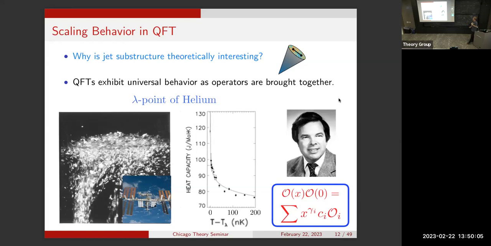And it's very nice that this aligns with the fact that typically as you bring operators or objects together in quantum field theory, you generically expect some kind of universal behavior. This is very famous for the operator product expansion of local operators, which allows one to describe, for example, critical phenomena. And so you get some very nice scaling behavior.